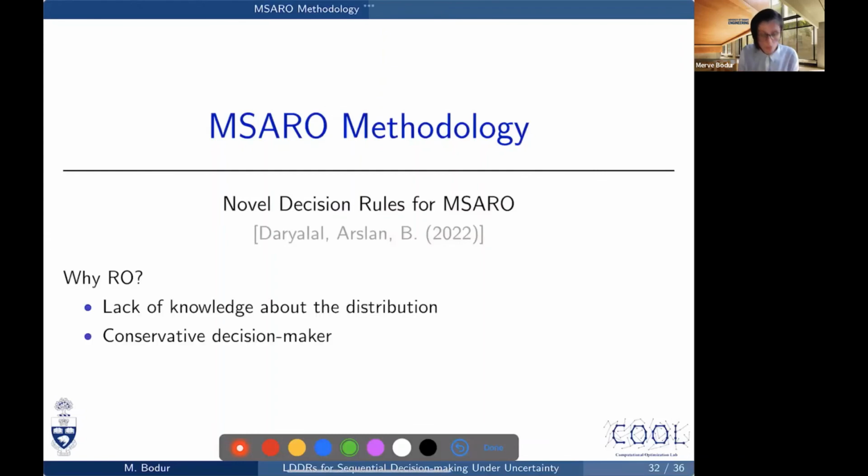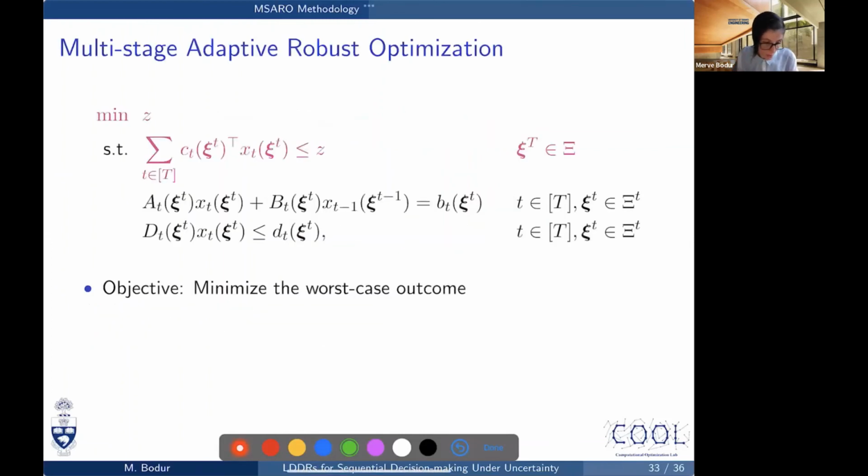As I mentioned at the beginning, why you might prefer robust optimization: either you might be lacking the knowledge about the underlying stochastic distribution, or you are maybe more of a conservative decision maker and you want to optimize the worst case of your decision-making objective.